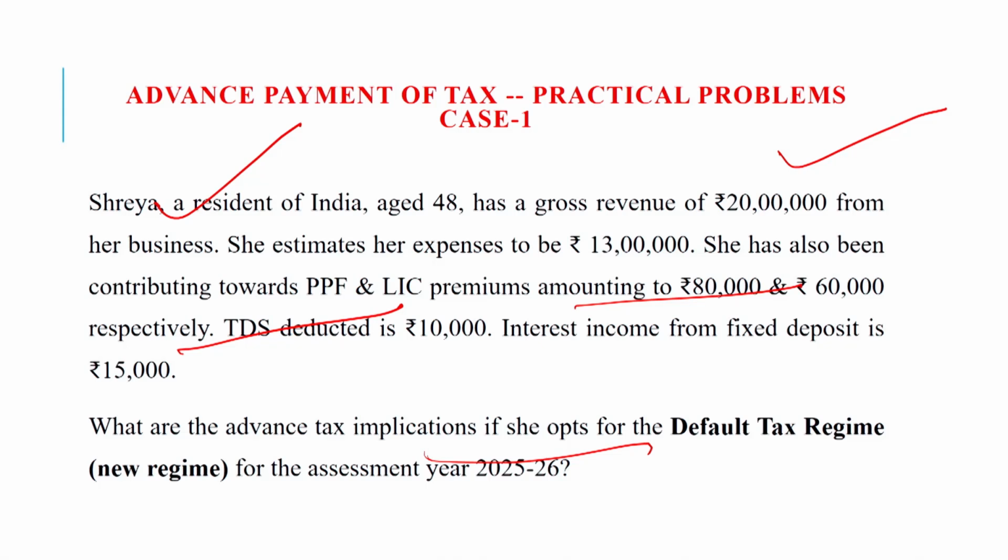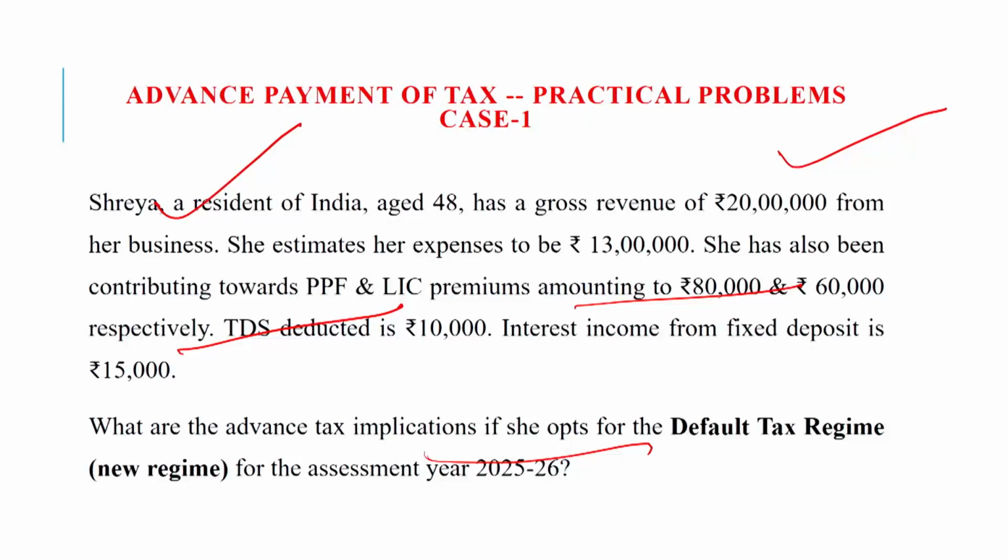Default tax regime means new tax regime. Many times I have said default tax regime, new tax regime. Sir, why is the new regime called default? Because at the time of submitting the ITR at the government income tax department portal, it is already opted. If you want, you can change from the new tax regime to the old tax regime for the assessment year 2025-26.